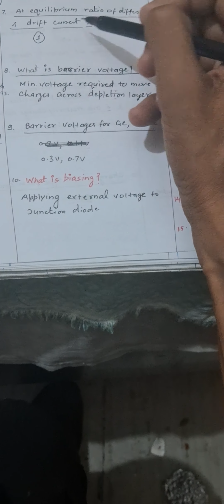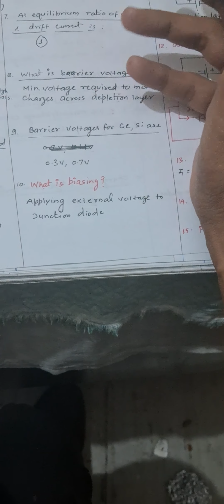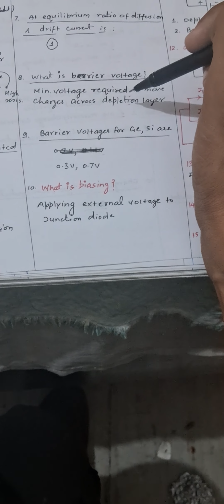Next is, at equilibrium, the ratio of diffusion and drift current. Both are equal, so the ratio is 1. Next is, what is barrier voltage? Barrier voltage is the minimum voltage required to move charges across the depletion layer. Next is the barrier voltage for germanium and silicon. These are 0.3 and 0.7 volt respectively.